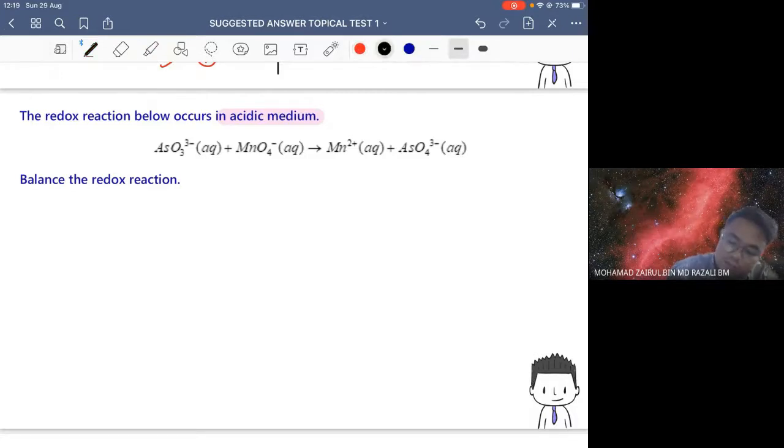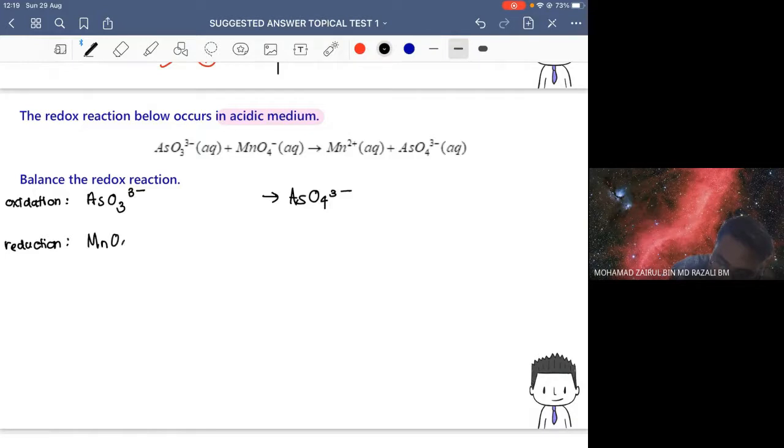Okay, kalau saya tulis, okay, oxidation. We know that from part 1, the one that oxidizes is arsenic. So oxidation, that means from AsO3 3-, it will produce AsO4 3-. Okay, so reduction, okay, reduction adalah from MnO4 minus to Mn2 plus. Okay, so that's the first step to balance redox equation.